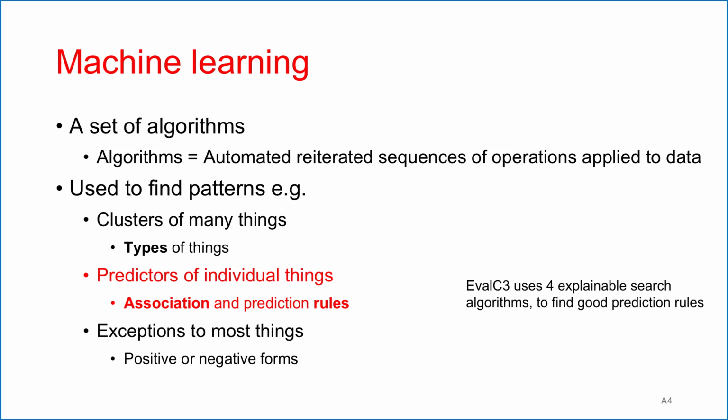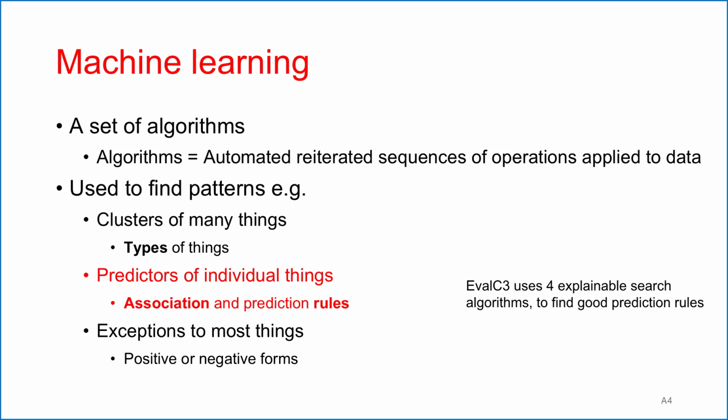In these next 2 slides, I want to talk about 2 sets of ideas which have informed the design of EvalC3. The first of these is machine learning. Machine learning is basically a set of algorithms with a common purpose. An algorithm can be defined as an automated, reiterated sequence of operations applied to data. Typically these days they are implemented by a computer, but in the past also manually by people when carrying out something as simple as a long division.